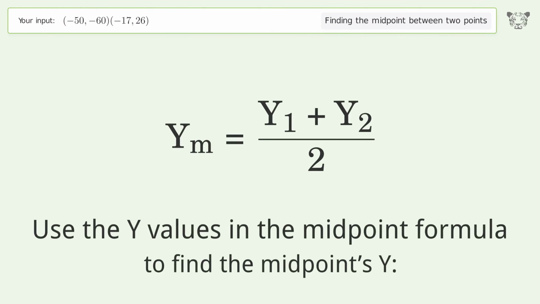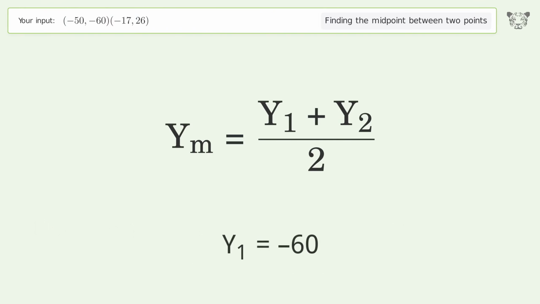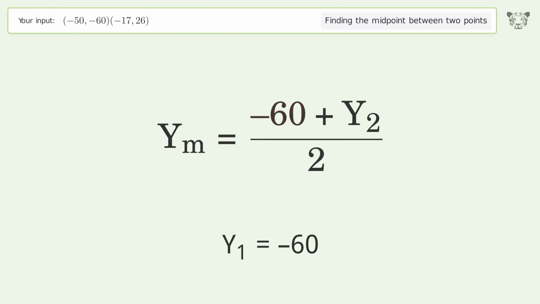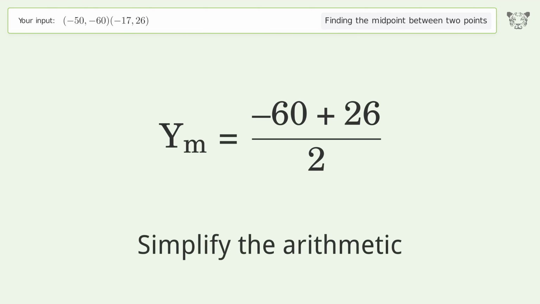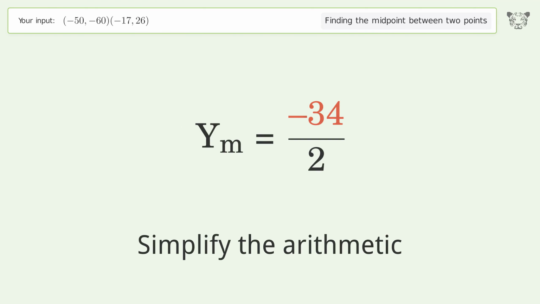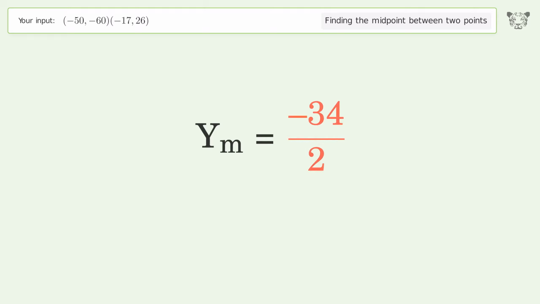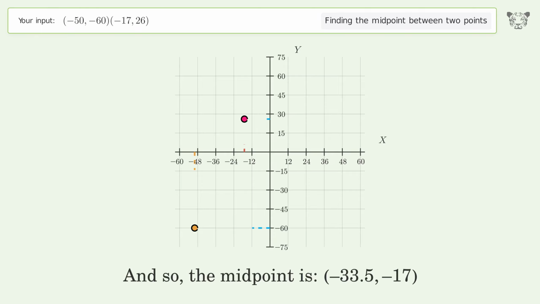Use the y values in the midpoint formula to find the midpoint's y. y1 equals negative 60. y2 equals 26. Simplify the arithmetic. And so, the midpoint is negative 33.5, negative 17.